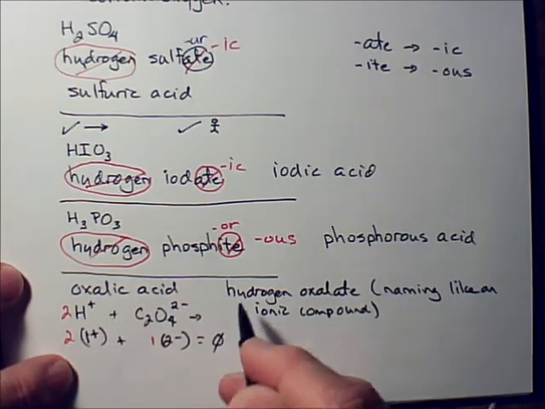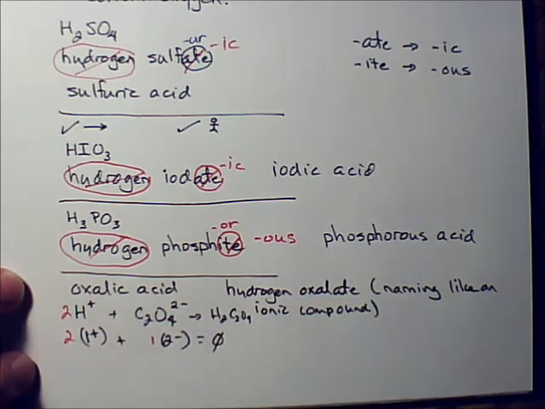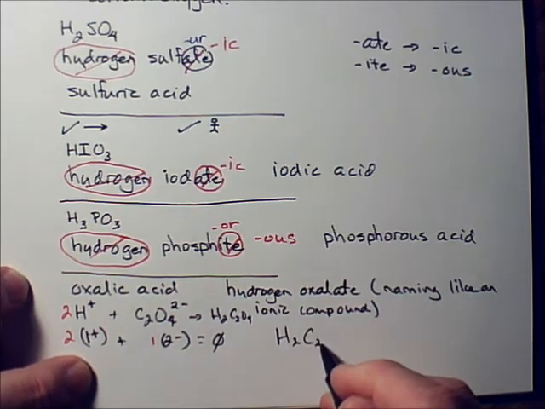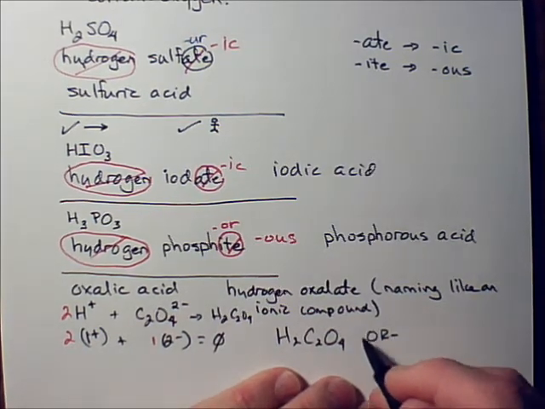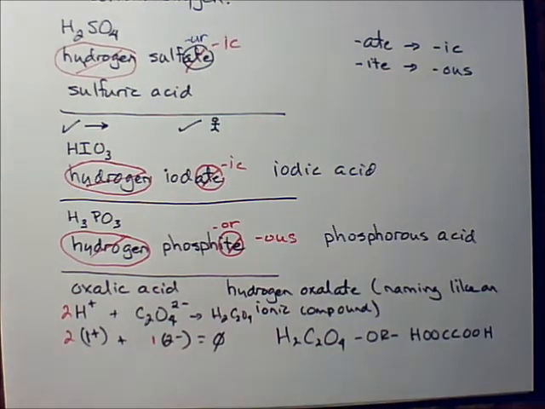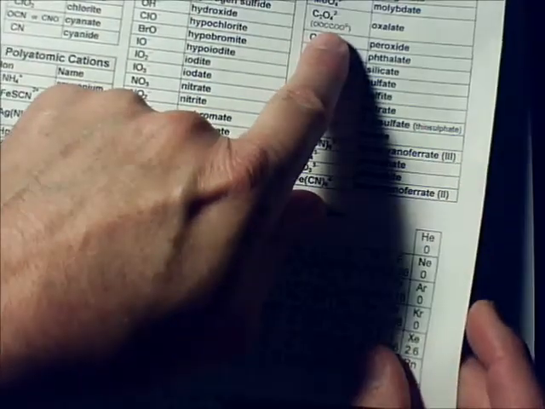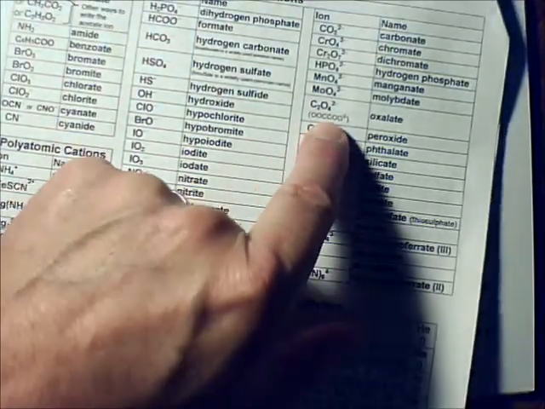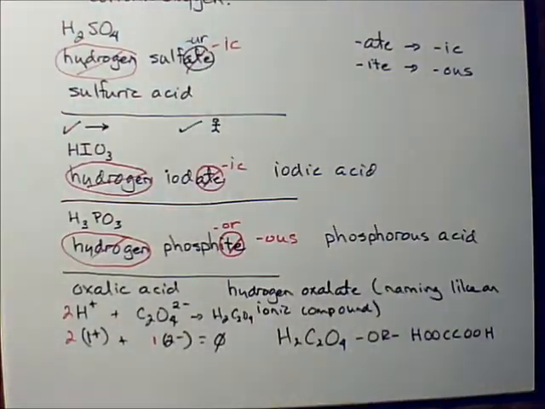Add them together, and we get H2C2O4, oxalic acid. Because you've got an alternative form down here. No, you don't have to.